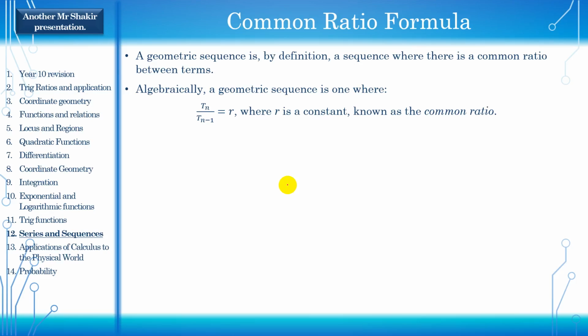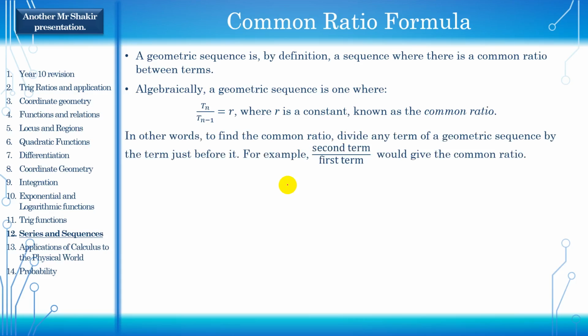It's the third term over the second term, or the 100th term over the 99th term, right? 50th term divided by the 49th term, and you will get R. That is the common ratio. So we just divide any term of a geometric sequence by the term just before it, and that will give us the common ratio. For example, second term over the first term.